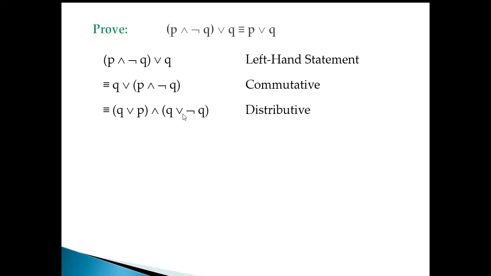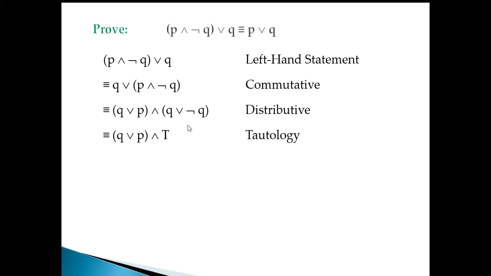Next, after this, what can we do? Here we see Q or negation of Q. What is this Q or negation of Q? This is a tautology, T. When you solve this, true or false is true, false or true is true. So this is a tautology, and this is also our law: Q or negation of Q is T.